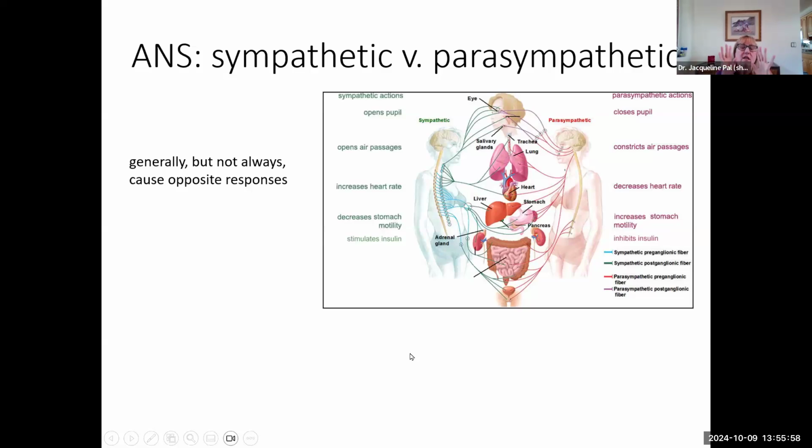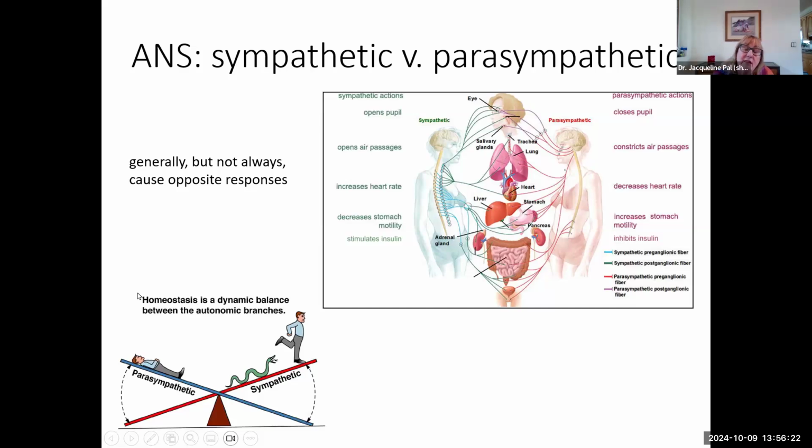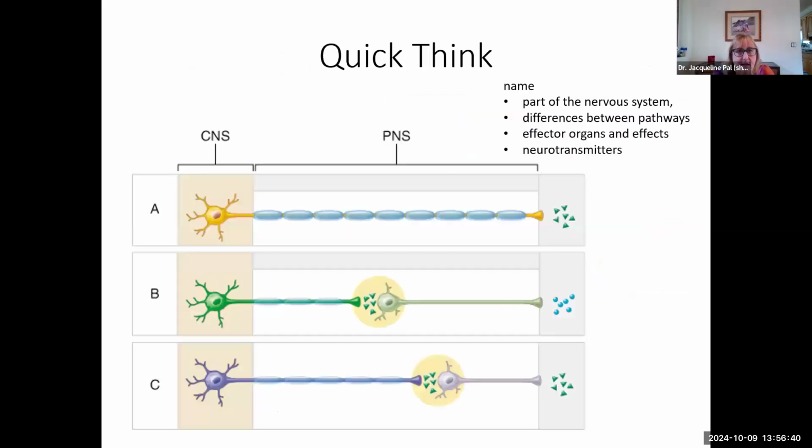Okay, so generally, but not always, the sympathetic and parasympathetic are going to have opposite responses. And yes, for the responses I talked about, they were opposite responses, but they are not always opposite. And if you go into nursing, this is going to be an important point when you get into nursing school. And the other thing is homeostasis is a balance between these. Your body is constantly giving either sympathetic or parasympathetic, or blocking sympathetic or blocking parasympathetic. It's constantly doing this. Okay.